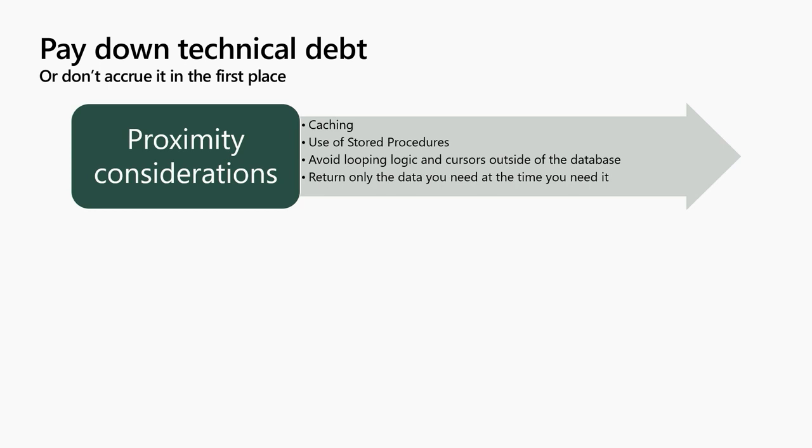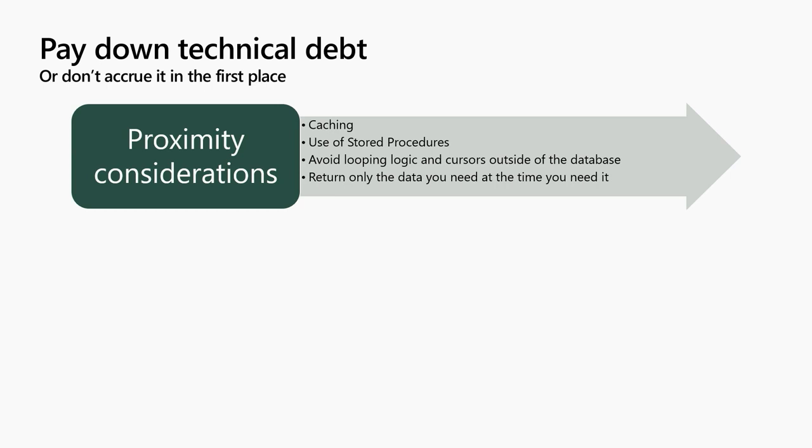So we need to think even harder about things like caching, making sure that we cache data that doesn't change very frequently. Use stored procedures where you can. Like I said, if you've got logic where there's a lot of back and forth, and you can push some of that up into the database in a stored procedure and make it a little less chatty, that's good.